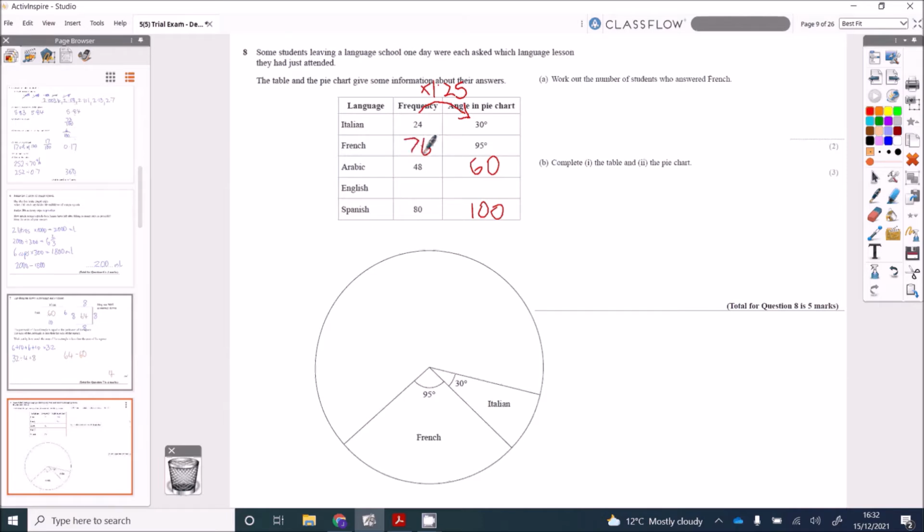So as things stand, we don't know anything about the English row. But what we do know is that the angles in the pie chart have to add up to 360. So working backwards, if we add up all the ones we've got, 30, add 95, add 60, add 100, which is 285. Take that away from 360, and we get 75 as the degrees for English. And then divide that by 1.25 to go back to the number of English students, which is 60. So that's completing the table.